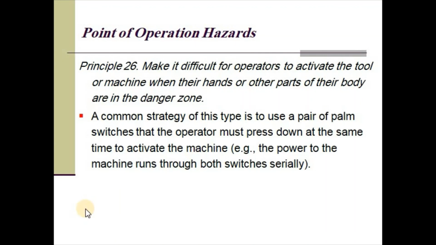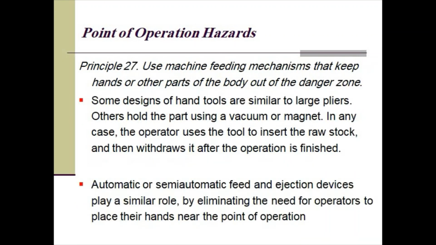Another type of guard to prevent the operator from accidentally activating the tool or machine while having his hands within the danger zone is to put a pair of switches that the operator has to press down at the same time with his palms to activate the machine. This is another type of guard to prevent the contact of hands with the point of operation.